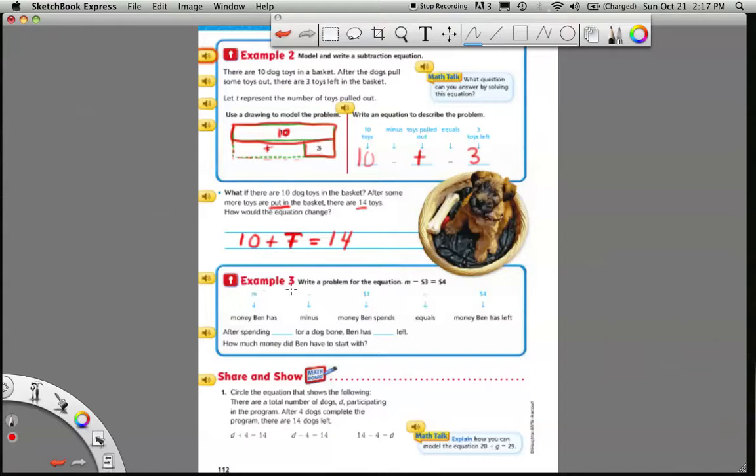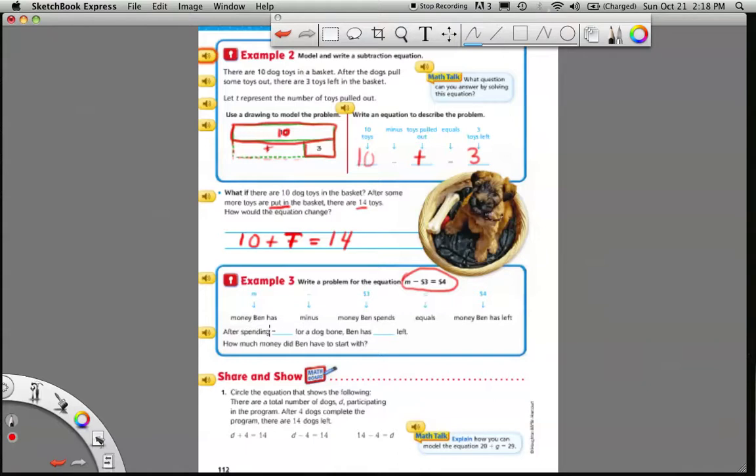Okay, here's the next example that they give us. They want us to write a problem for the equation m minus $3 equals $4. So we have this a lot in our homework. They gave you an equation, and they wanted you to translate it into words. So here, let's look at what they did. They said M is for, they're giving you some hints here, the money that Ben has. And then the subtraction shows minus, and then they're saying the $3 is the money that he spends, equals $4 is the money that he has left.